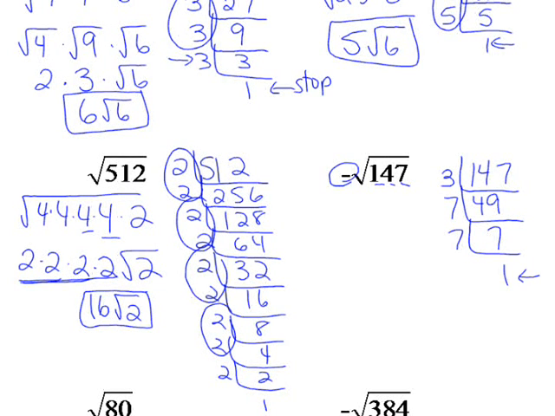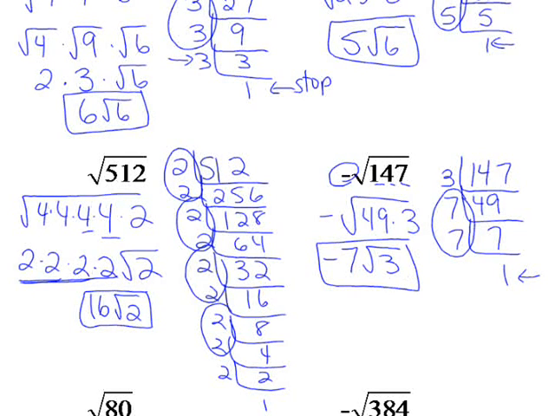We stop at 1. We have a pair here, so this becomes negative the square root of 49 times 3. The square root of 49 is 7, so negative 7 times the square root of 3.